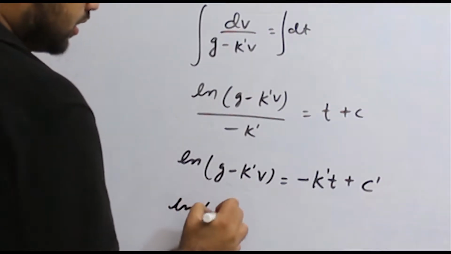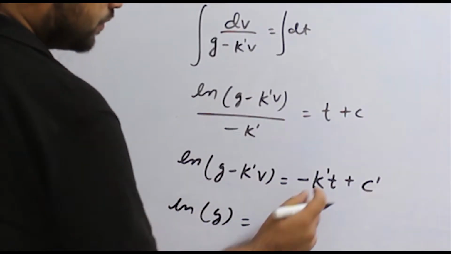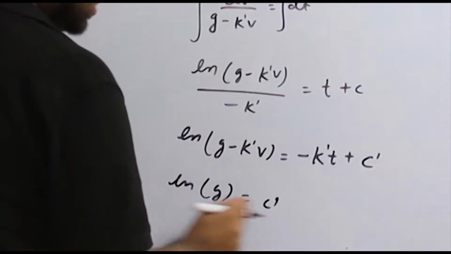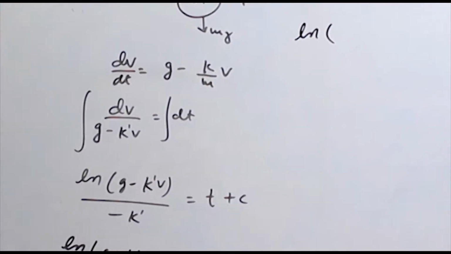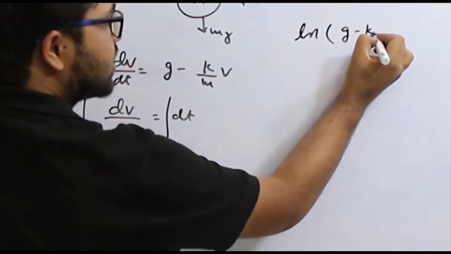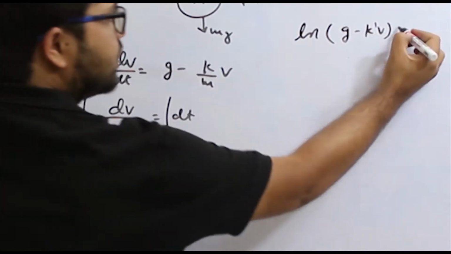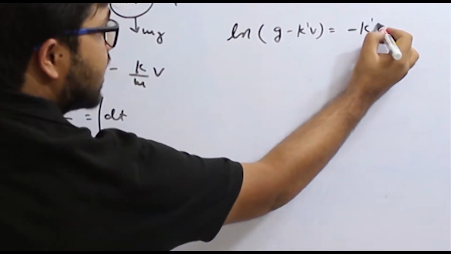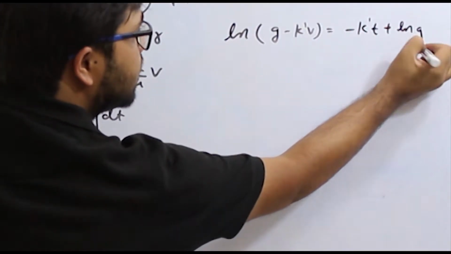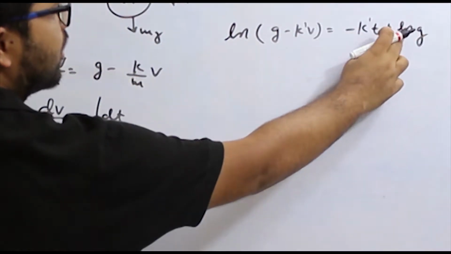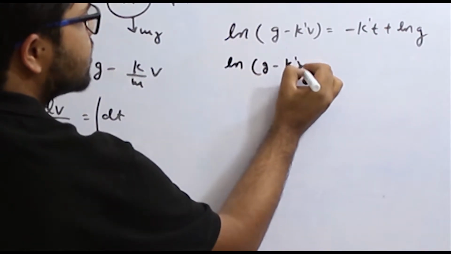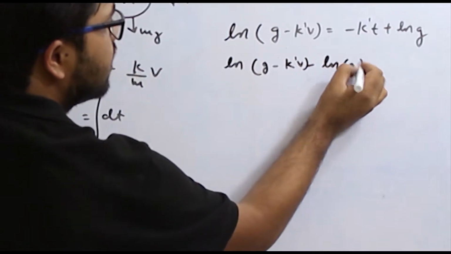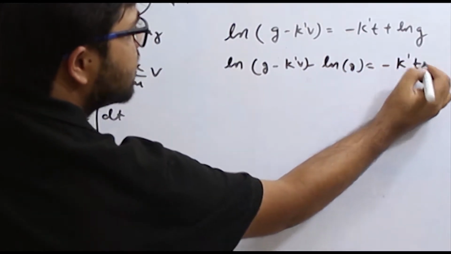So we are going to get ln g, this v becomes 0, is equal to, this is 0 plus c dash, so c dash is ln g. So this whole equation is going to look like ln of g minus k dash v is equal to minus k dash t plus ln g, right? So this thing I'm going to bring here, so we'll get ln of g minus k dash v minus ln g is equal to minus k dash t.